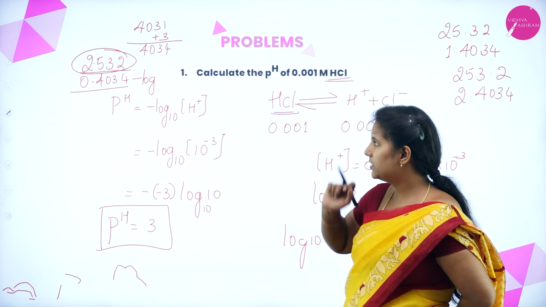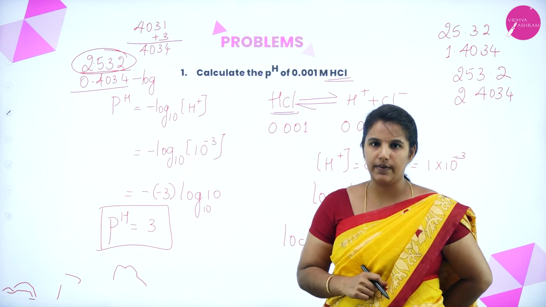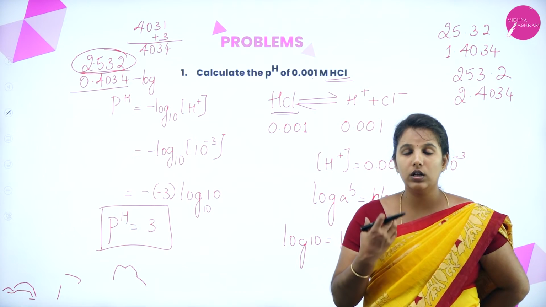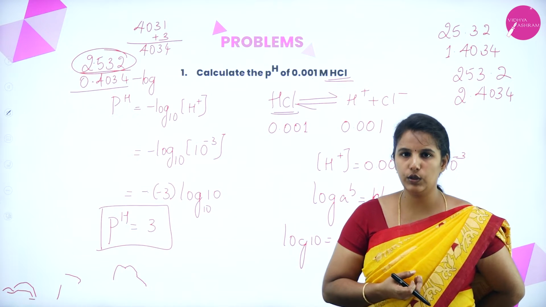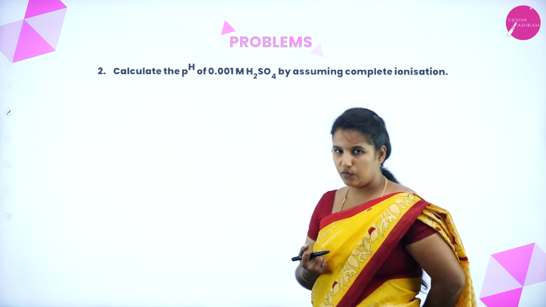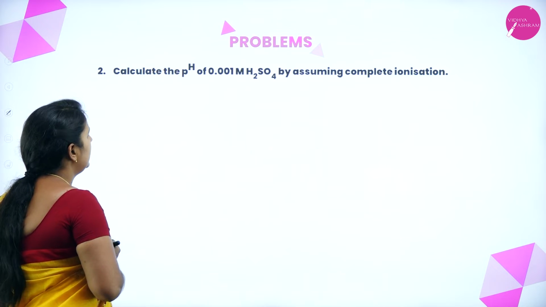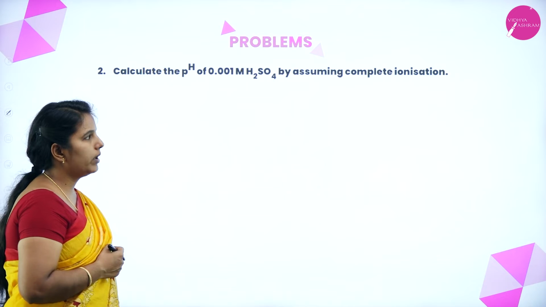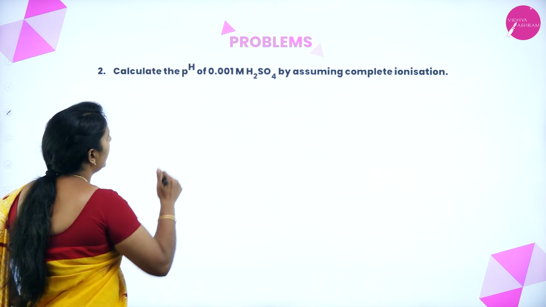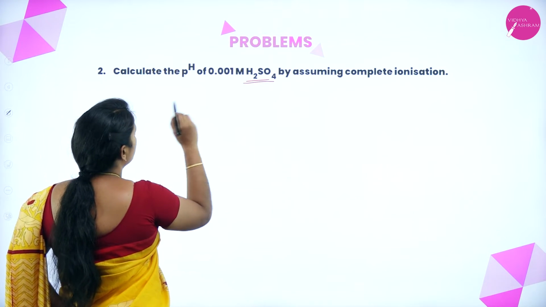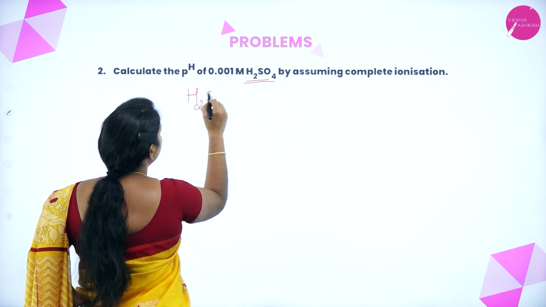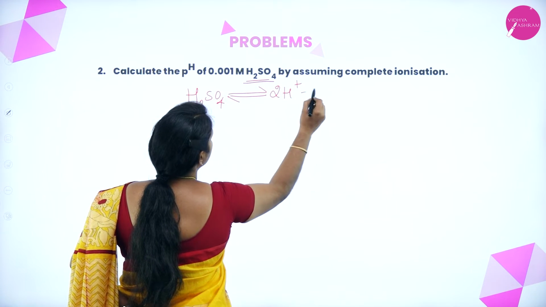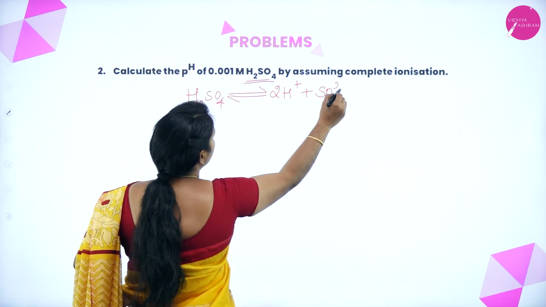So hope you all understood with this small example as I explained. Okay, and remember some of the common equations or small common formulas which we are using while solving the numerical. Next we have one more numerical, that is: calculate the pH of 0.01 molar sulfuric acid by assuming complete ionization. Again we need to write the ionization of H2SO4, that is H2SO4 dissociates completely to give 2H plus ion and SO4 2 minus ion.